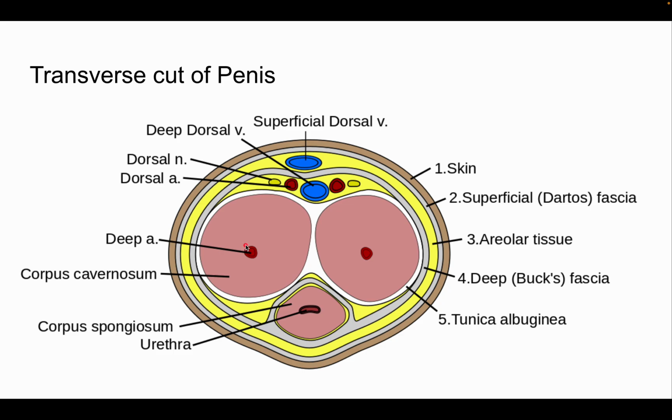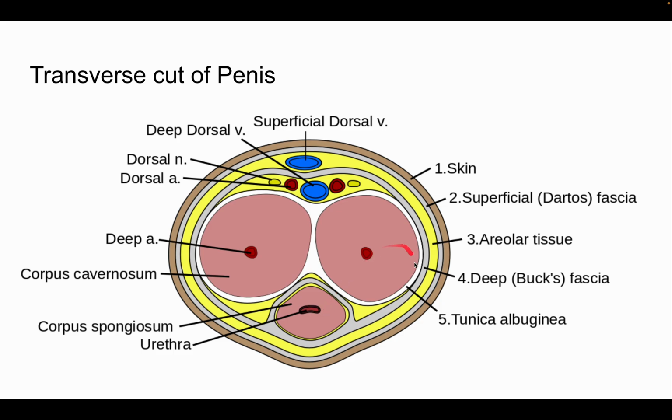So we can use deductive reasoning and think that the corpora cavernosa fill up with blood, and the sinusoids that are within the erectile tissue fill up with blood, and the penis becomes erect due to that. Then we have our corpus spongiosum here because it surrounds the urethra.